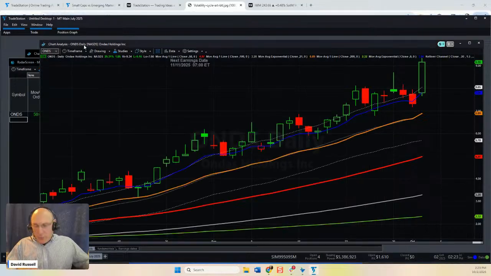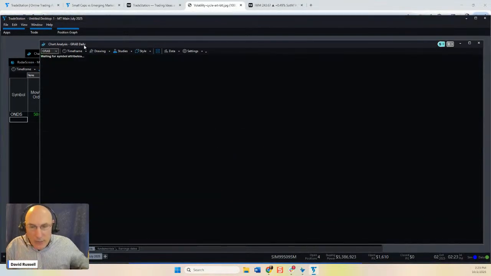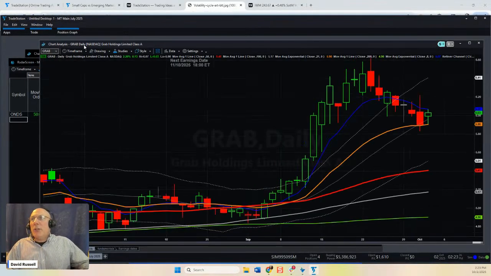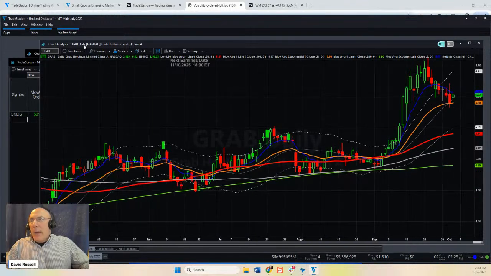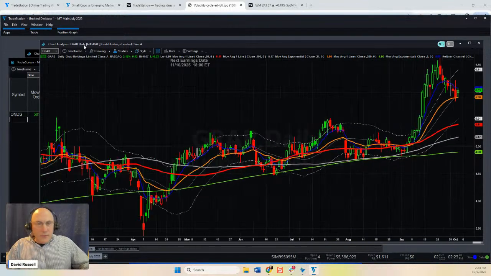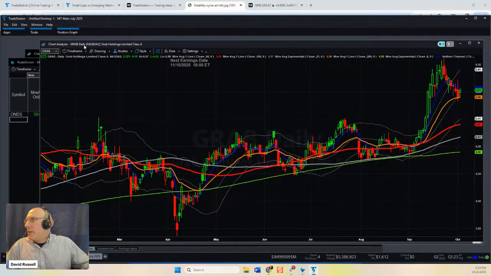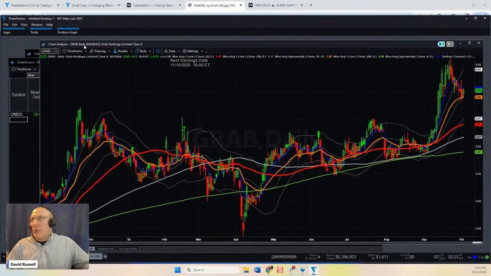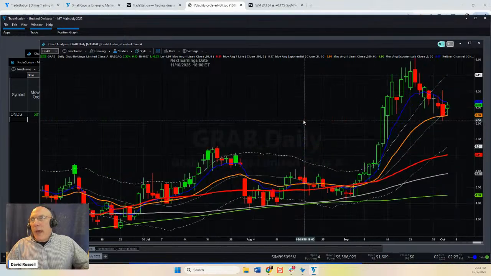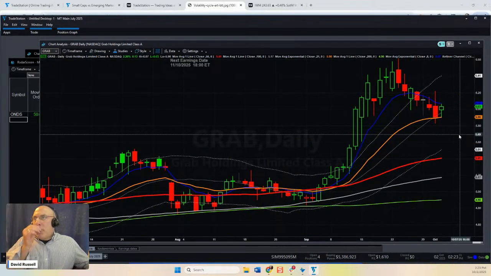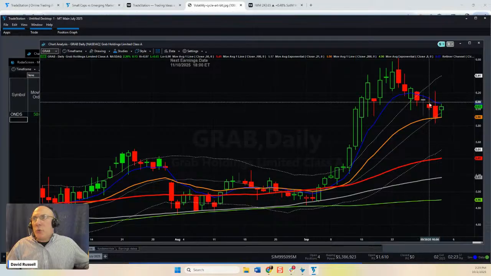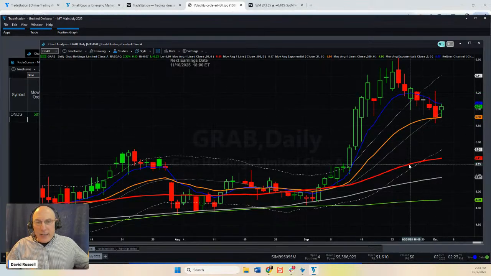Now, another thing that was popping up to me is Grab. This is an Asian company. It operates around various Asian countries like Singapore and so on. It's kind of like a cross between Uber and DoorDash. What is it doing? It basically pulled back, and today it's actually between the 21 and the 8-day exponential.